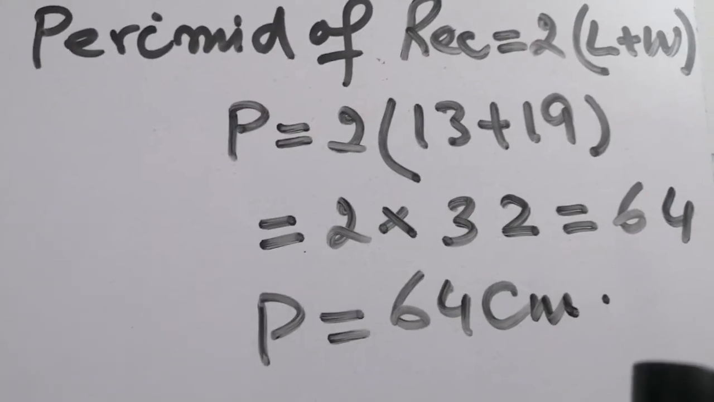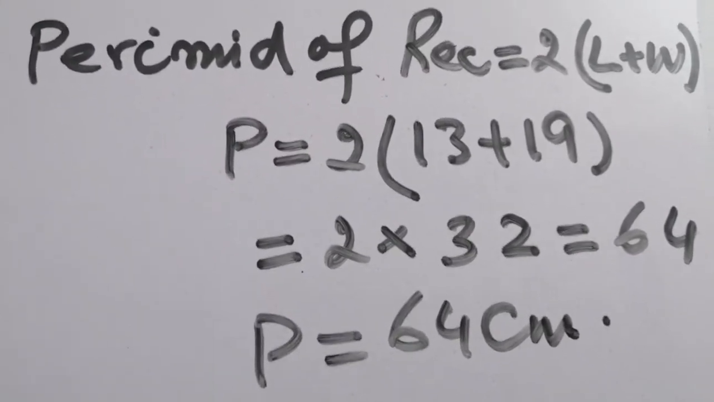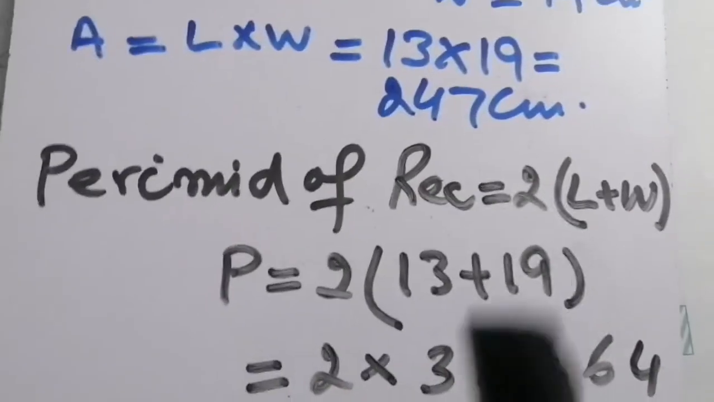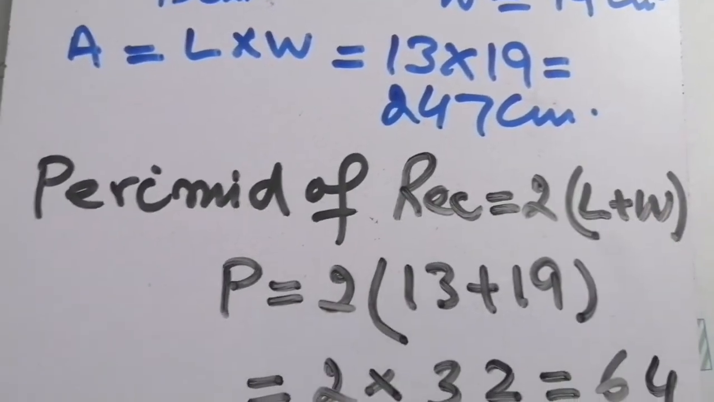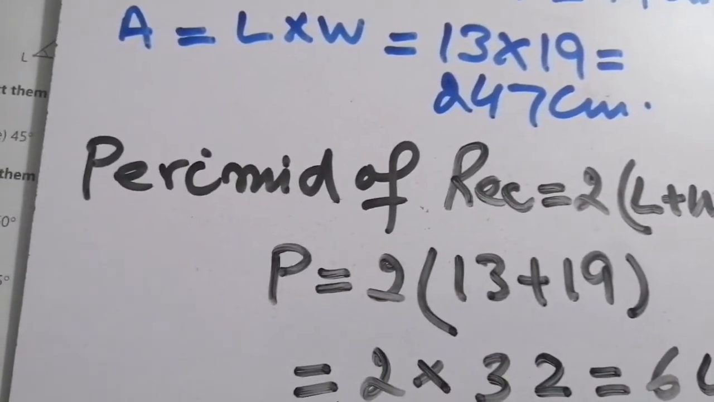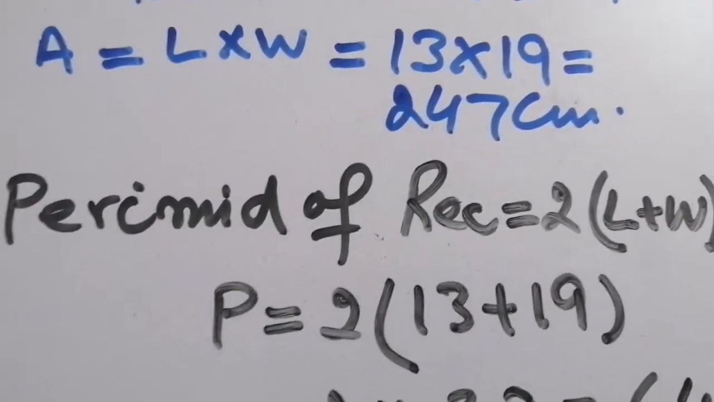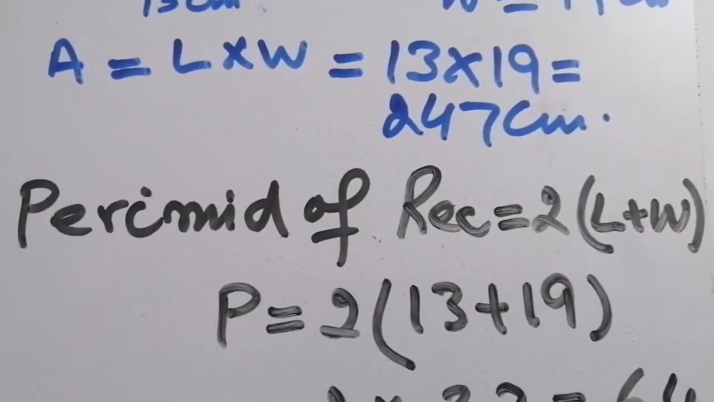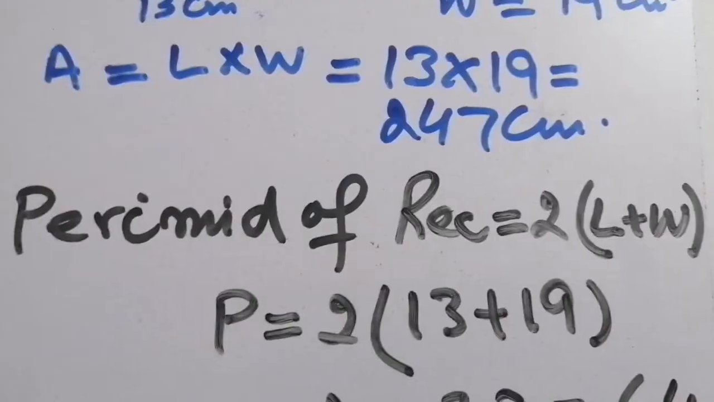Of a rectangle. Okay, for area we write centimeter square, not centimeter. So 247 centimeter square is the answer.